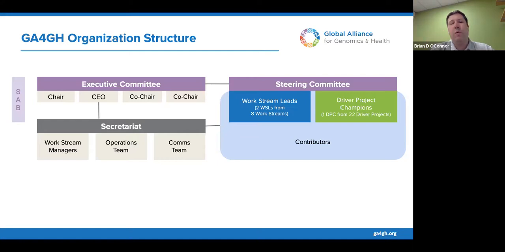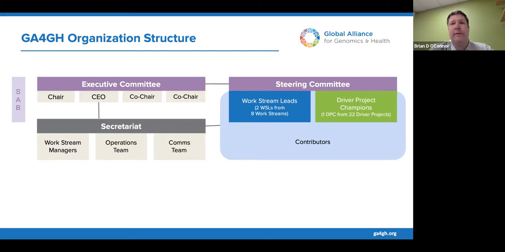And from a workstream co-lead perspective, this is great because by providing a more sustainable and funded organization, a lot of the support that I and the contributors within the cloud workstream need, things like outreach, things like communication support, helping to organize hackathons and meetings, have come from the GA4GH organization.